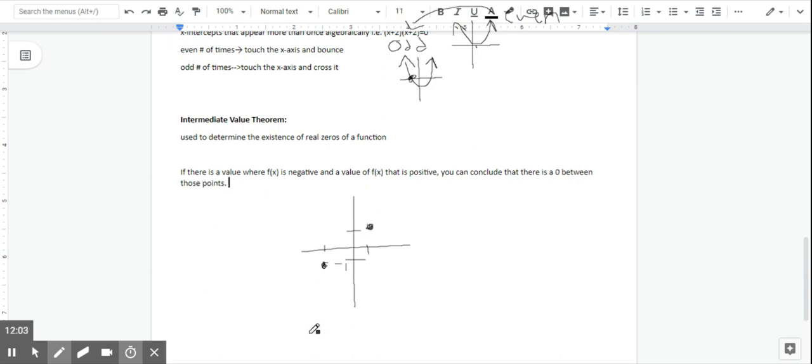Well, why could we conclude that? In order to connect these, if we're going from negative to positive, we have to cross the x-axis no matter what. So that's basically all the intermediate value theorem is saying. It's kind of stating the obvious. If we're on the negative side of the x-axis and then we go to the positive side, we're going to have to cross over it in order to connect our graph. And since polynomials are continuous, we know that it would have to go through here.